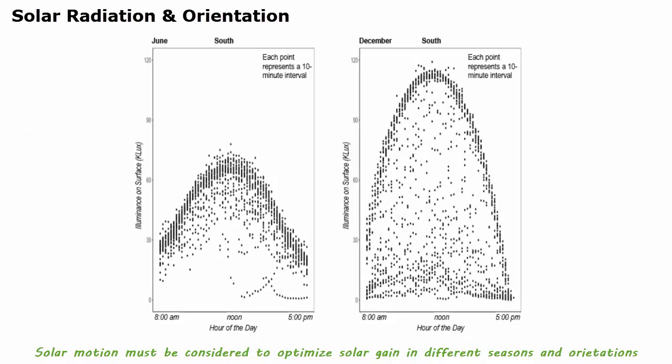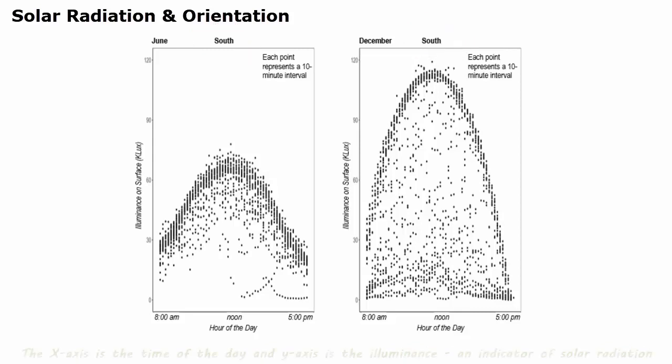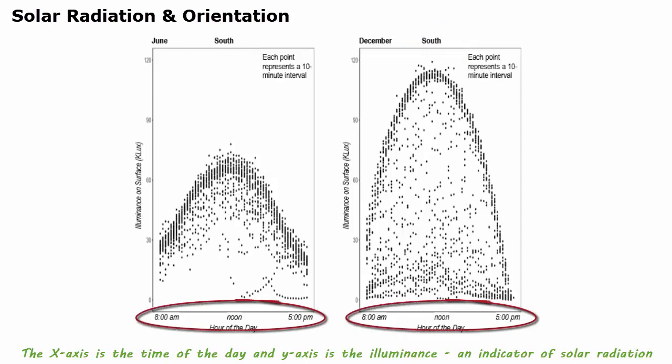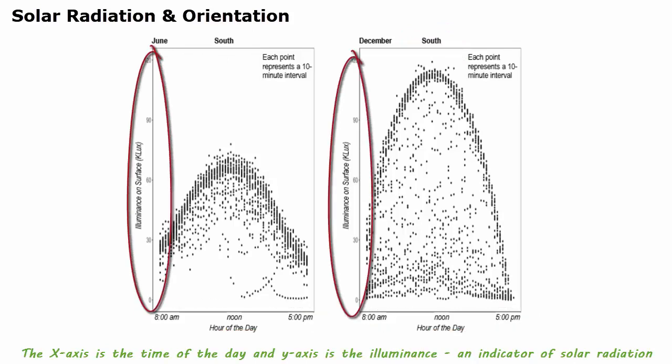Solar motion must be considered to optimize solar gain in different seasons with different orientations. These graphs show the average solar radiation on a south elevation over time in Raleigh, North Carolina. The x-axis is the time of the day, and y-axis is the illuminance, which is an indicator of solar radiation level.